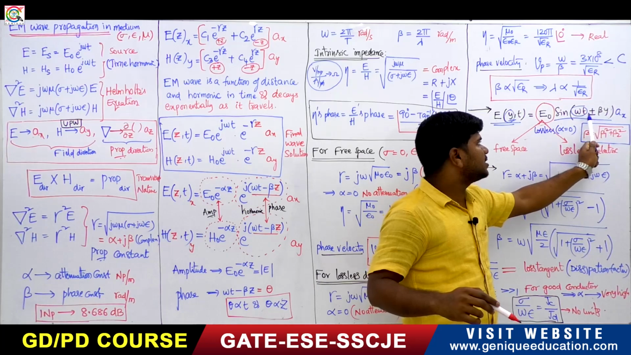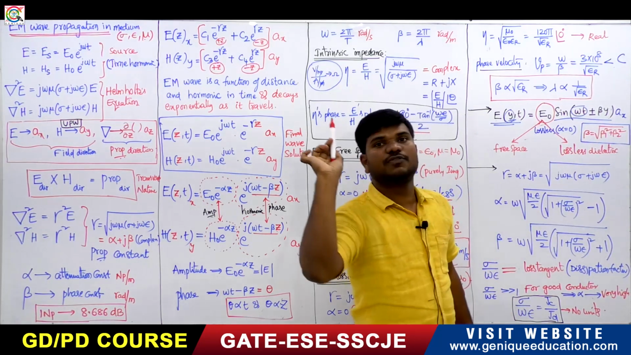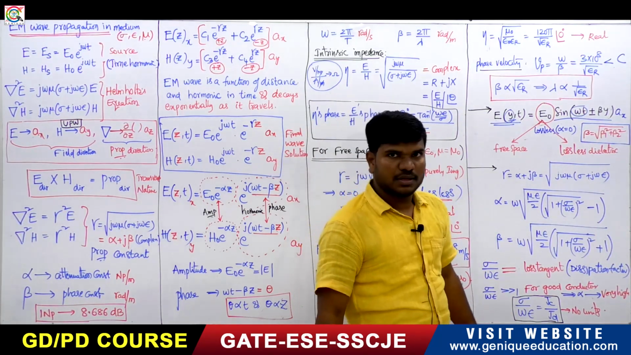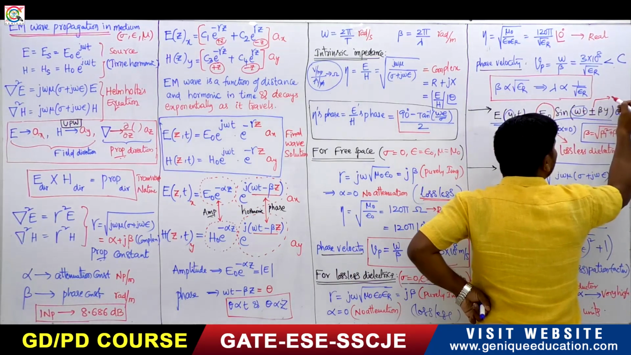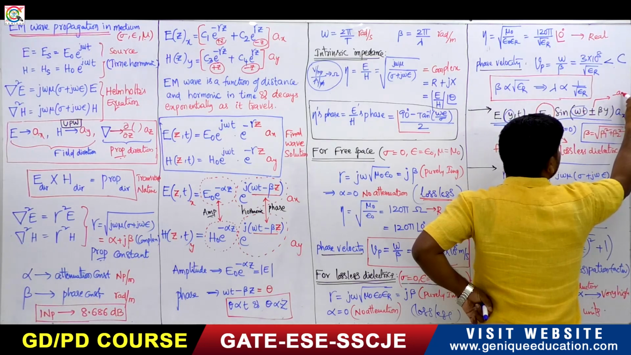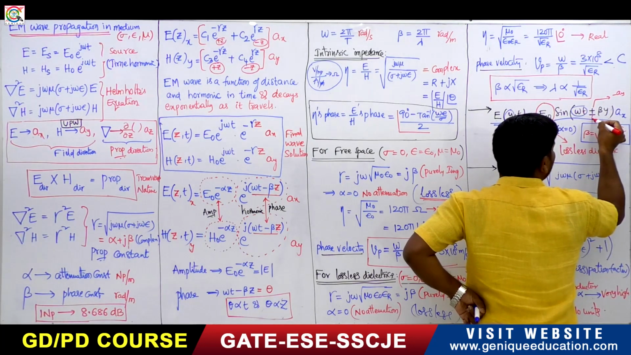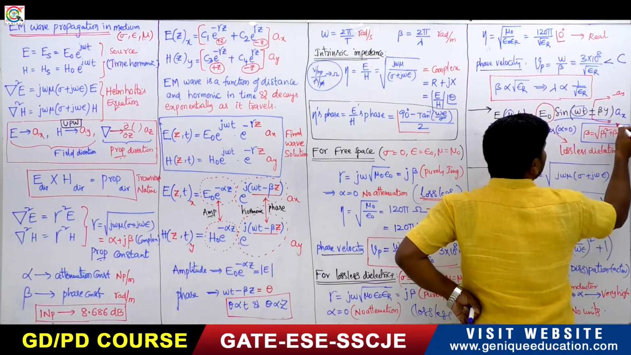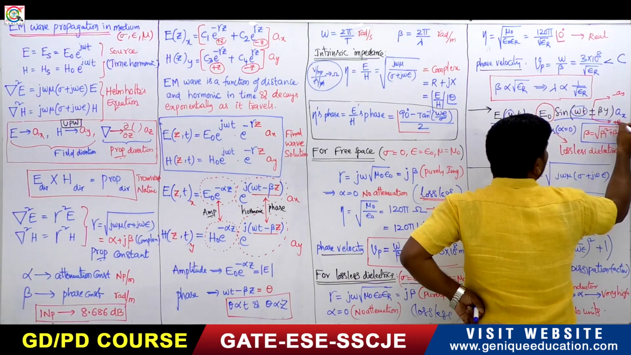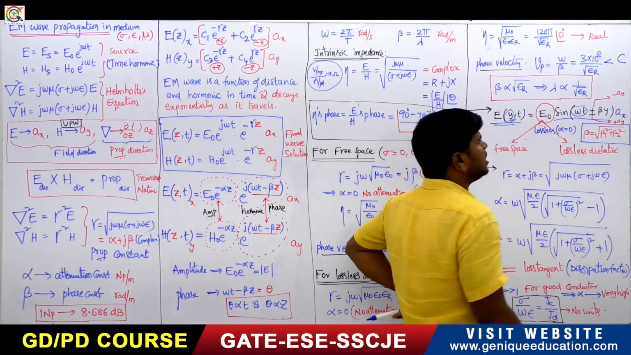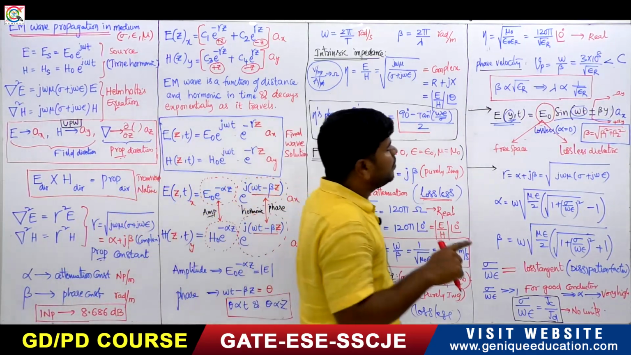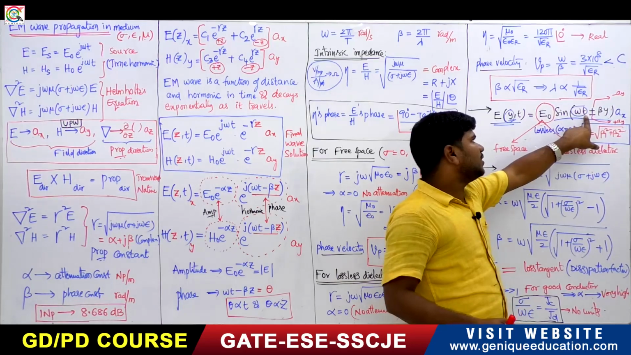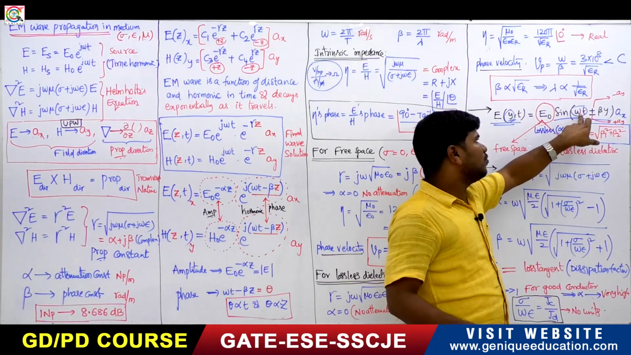Suppose there is a minus sign, it represents the positive AY direction. Understand? Suppose you take plus, it represents propagation in the minus AY direction. If you take minus, it represents the positive AY direction. So this is the point you have to understand. Always remember the multiplication factor of t represents omega.